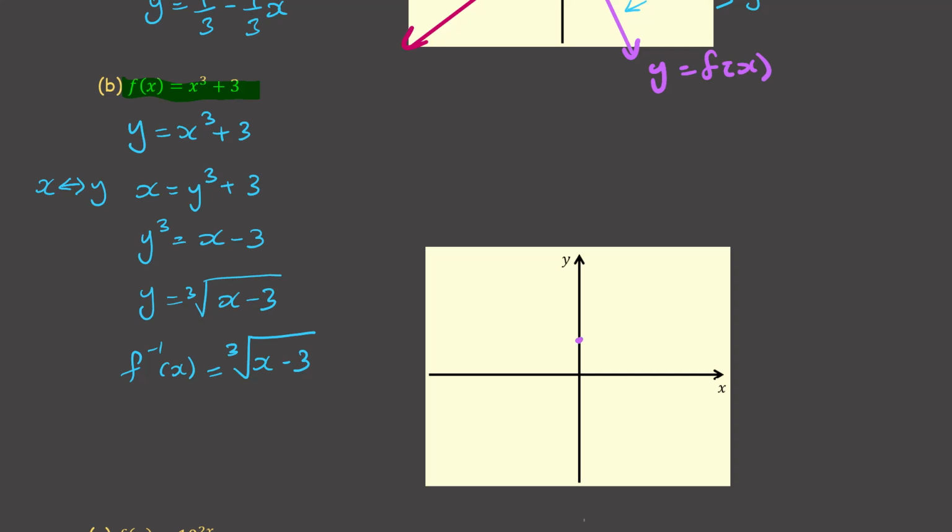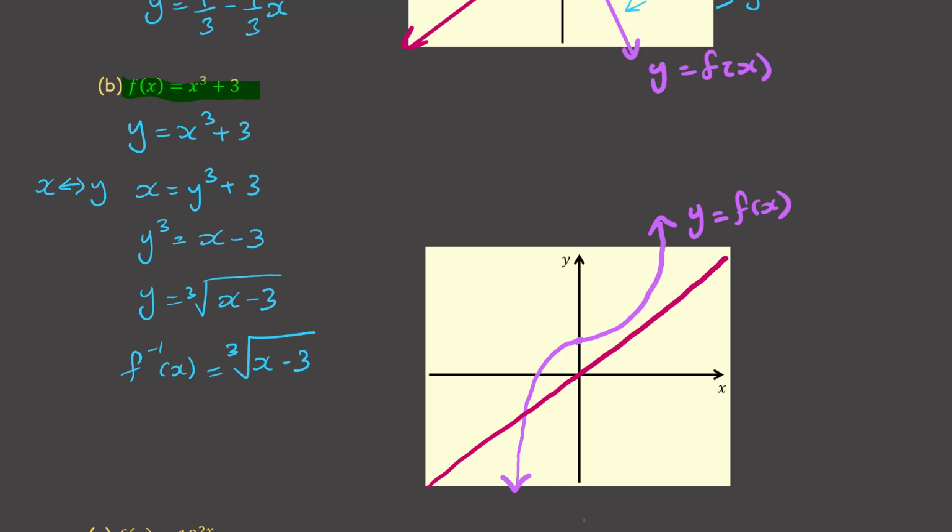Well, x cubed plus 3, what does that look like? Well, we know what x cubed looks like. It's going to go something like this. So that's our original f of x. And then we're going to put the line y equals x on here. I wanted to use a different colour. So there we go. That one is y equals x.